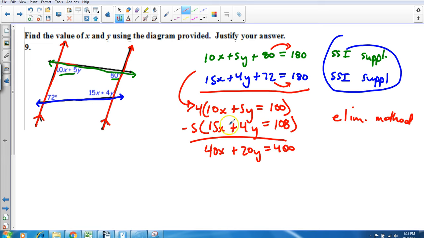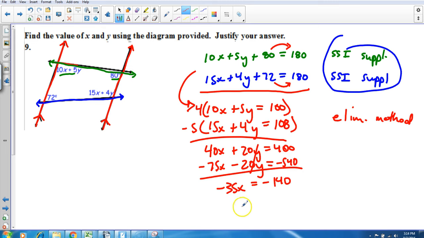I'm sorry, not the numerator, for the top equation. The bottom equation, we're going to end up with -75x minus 20y, and that's what we wanted because these are now going to drop off. That's equal to -540. All right, we're going to combine these two. I get -35x equals -140, and divide by -35, and you end up with x equals +4. There's one of my answers.